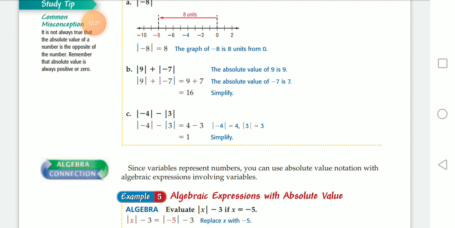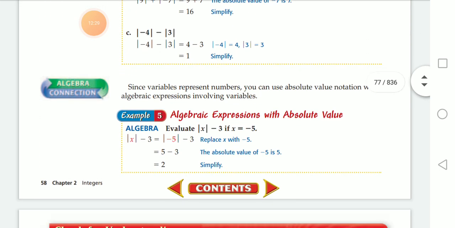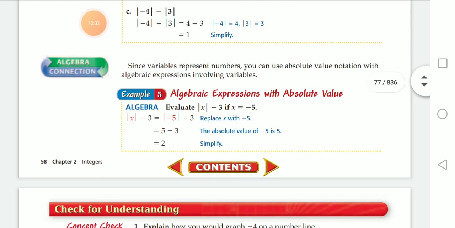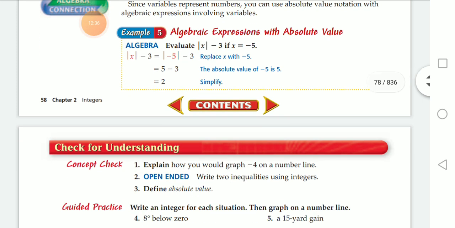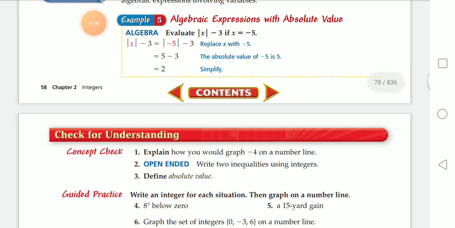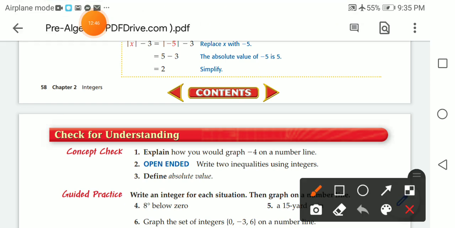Excellent. Let's go. Since variables represent numbers, you can use absolute value notation with algebraic expressions involving variables. Evaluate the absolute value of x minus 3 if x equals negative 5. It's easy. I have some steps to do. I replace x with negative 5, so I will write negative 5 instead of x.